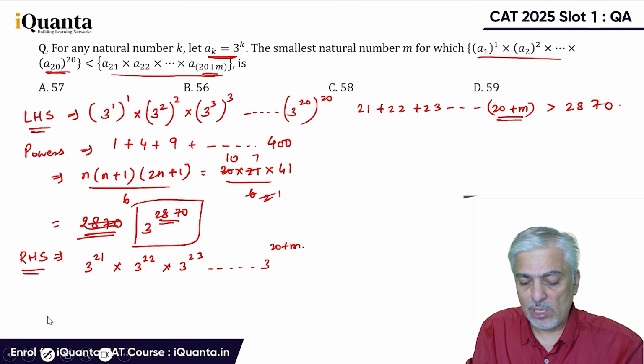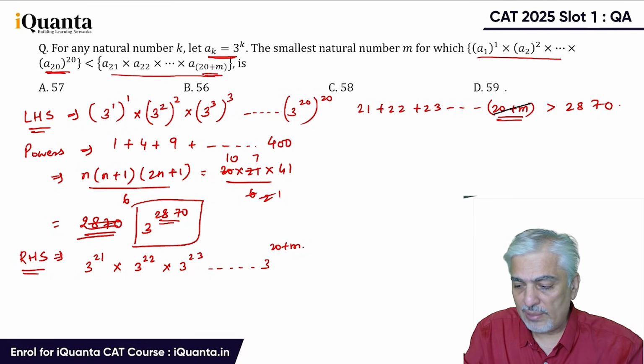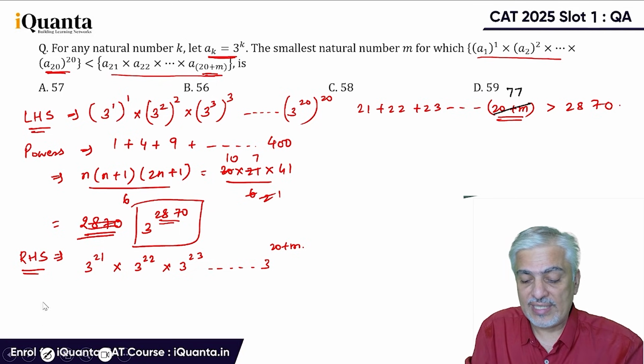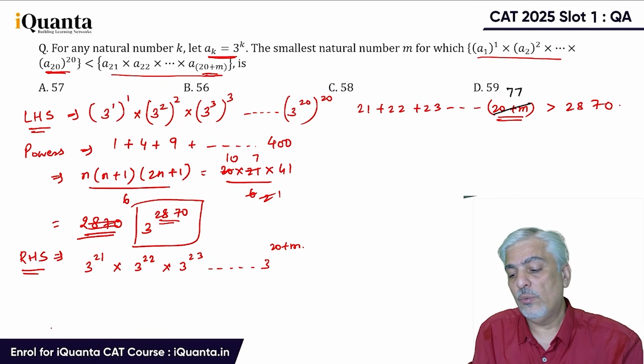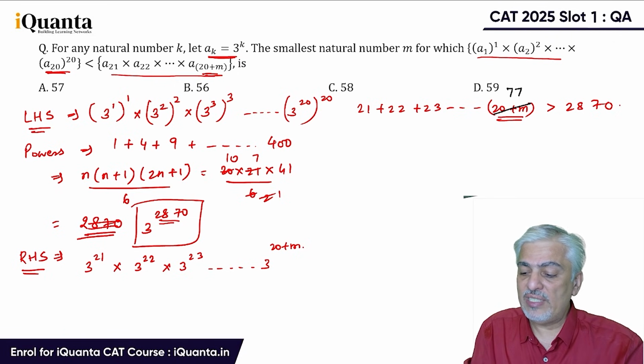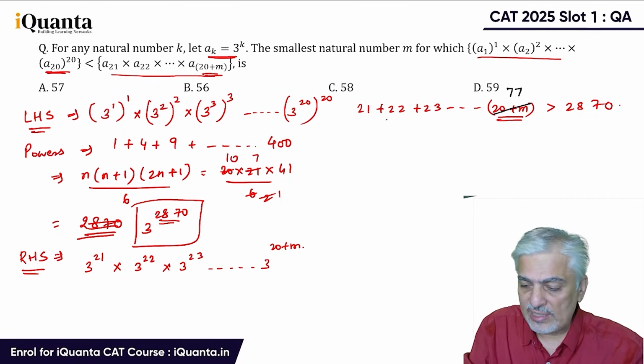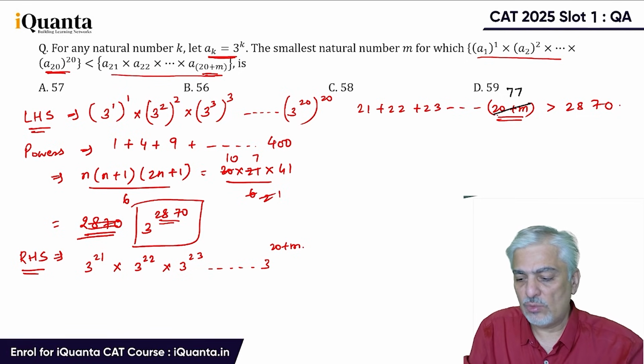So suppose m was 57, that term would become 77. Now 21 to 77, first of all, is how many terms? Let's understand that first. When I say 21 to 77, that will make 57 terms, right? 77 minus 21 is 56, plus 1, 57 terms. So what is the sum of these 57 terms? That's what I'm going to do.